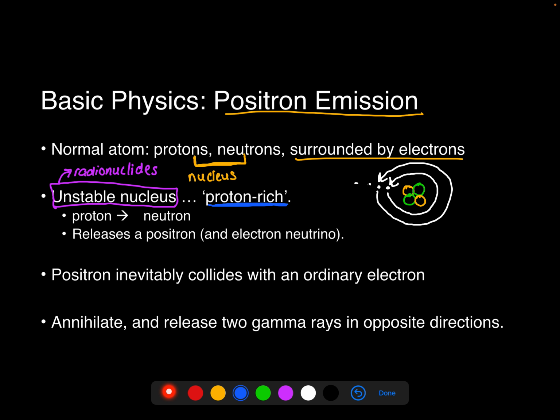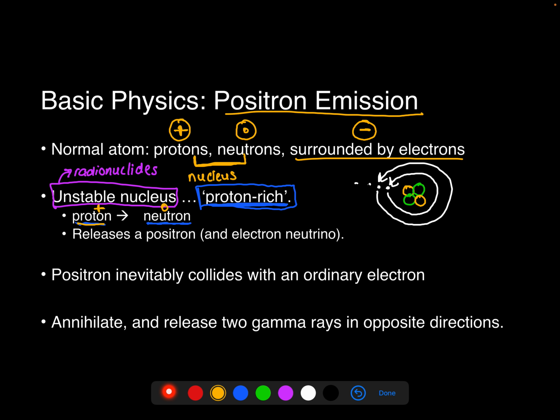So how does positron emission work? If you have too many protons, the typical pathway is that some of the protons convert into neutrons. And let's go back to our first point here. Remember that protons are positively charged and neutrons have no charge. And later on it'll be important, electrons have a negative charge. So this means that in an unstable nucleus, the proton, which is positive, becomes neutron, which is neutral.